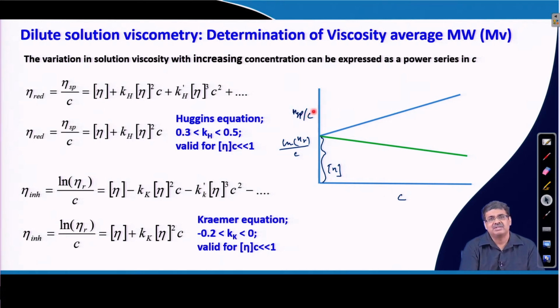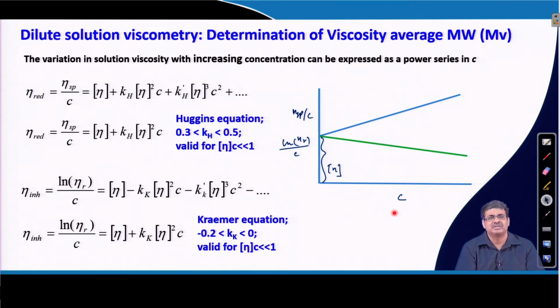eta sp is nothing but viscosity related. For that you need to find out the viscosity of the solvent as well as the viscosity of the different solutions. You can use any standard technique. In our standard teaching labs, we have the Ostwald viscometer or Ubbelohde viscometer, which can be used to measure the viscosity of polymer solution, or there are nowadays very sophisticated techniques which can give directly the viscosity of the solution very quickly.